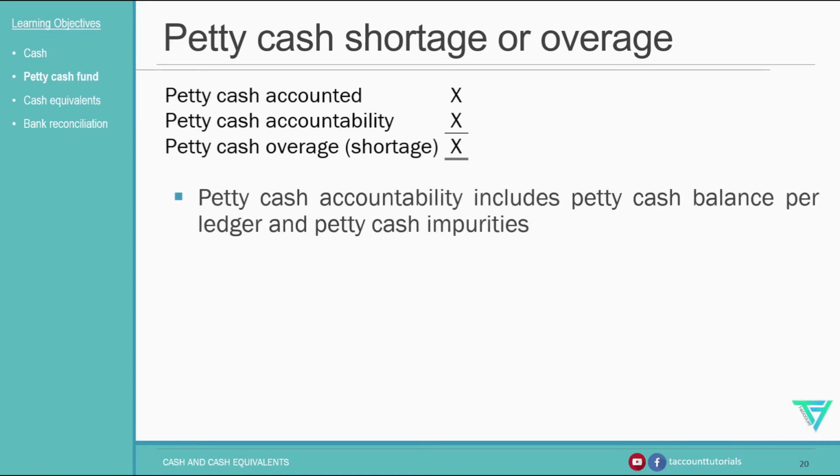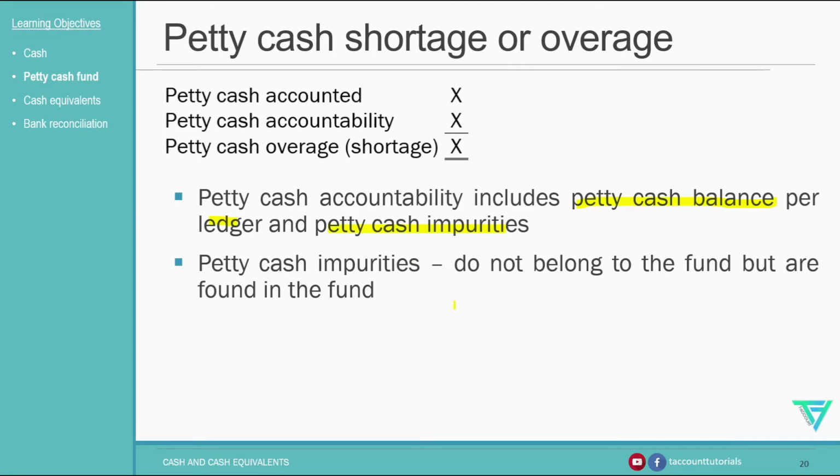When we say petty cash accountability, it includes petty cash balance per ledger and petty cash impurities. So what are these petty cash impurities? When we say petty cash impurities, these are items that do not belong to the fund but are found in the fund.